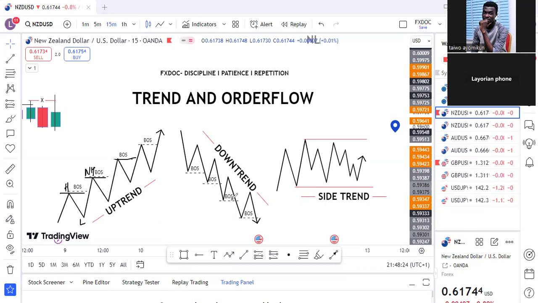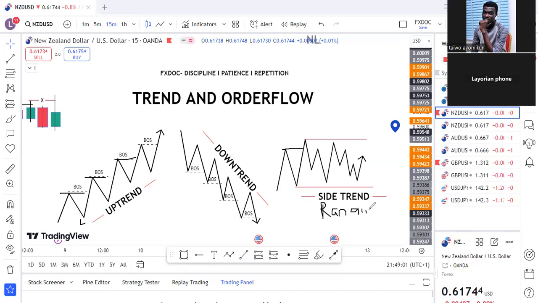Now we have what we call side trend. That is, market is neither breaking structure to the upside or to the downside. Look at this, this is the BOS level right here. Price went up. When it came down, it was supposed to take out this high, but it did not happen. Neither did it take out this low. It didn't happen either. So it was just ranging between this place. So that is why it is called sideways trend. Some people call it ranging. It can be called ranging market.